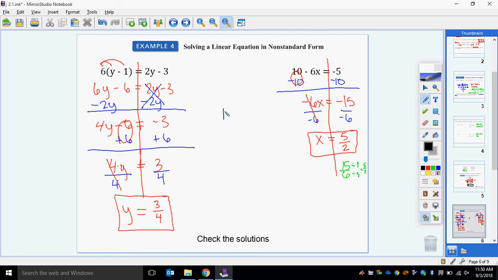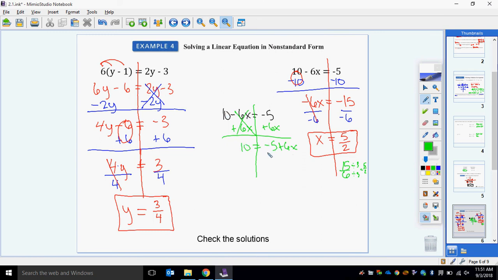The other way that you could have done it, if you didn't want a negative x, you could have added 6x to both sides. Now, if you do that, you got to be careful. You can't combine these. They're not like terms. So it's still a -5 and then plus 6x equals a positive 10 over here.